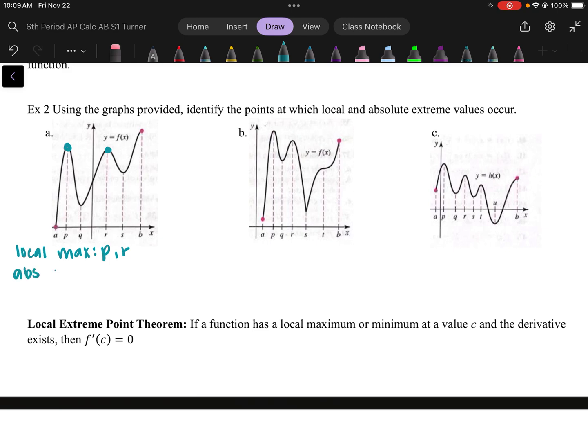However, if I take a look at an absolute max, I want the highest Y value possible. So thankfully, this is a closed circle on B, which means that B is going to be our absolute maximum.